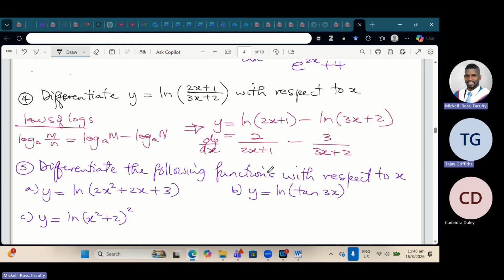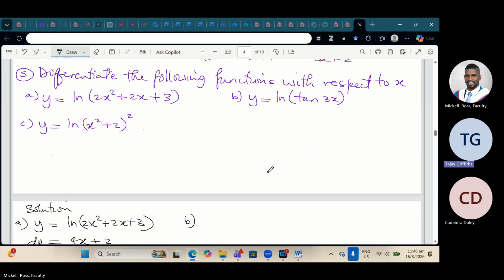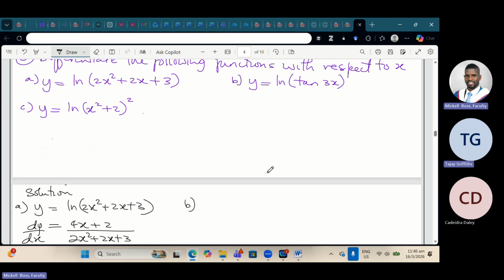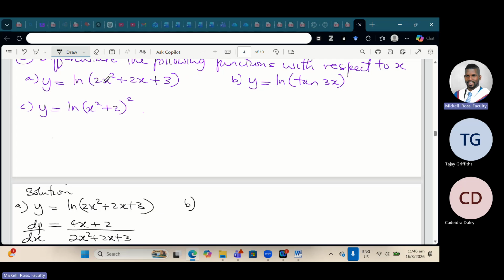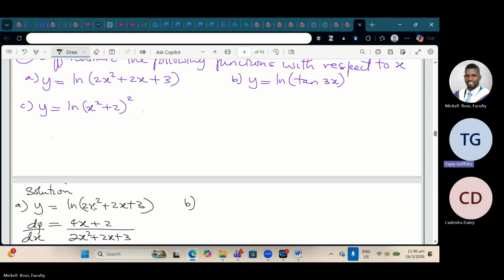Because if you find the derivative of the 3, it is 0. When you find the derivative of 2x squared, what will you get? 4x. And the derivative of 2x is 2. So now that's the numerator. Anything where you can find the derivative of that would be the numerator.